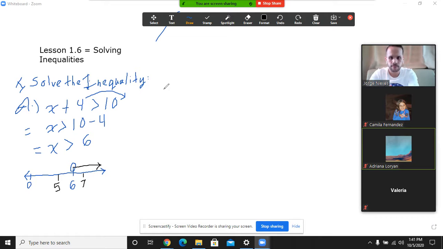Okay, so let's do one more. Vamos a ver otro ejemplo. Vamos a hacer varios para aclarar dudas. I also can work with this inequality. For example, I have the following: 4x minus 8 is greater or equal than negative 4. So it's going to be basically the same way.